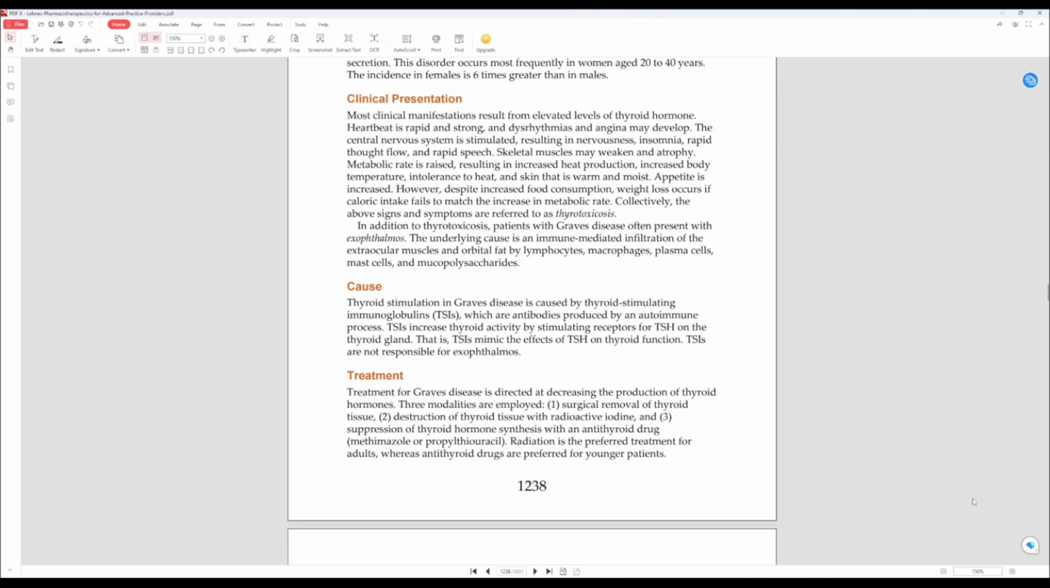So, its treatment. Treatment for Graves' disease is directed at decreasing the production of thyroid hormone. Three modalities are employed. The first being pretty much straightforward, surgical removal of the thyroid tissue. The second being the destruction of thyroid tissue via radioactive iodine. And the third being the suppression of thyroid hormone synthesis with an antithyroid drug. So there's two that come to mind, methimazole and propylthiouracil. Radiation is usually the preferred treatment for adults, whereas antithyroid drugs are preferred in younger patients.